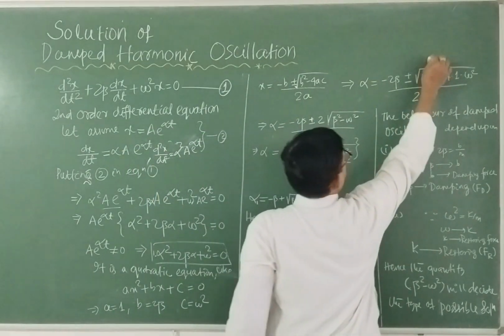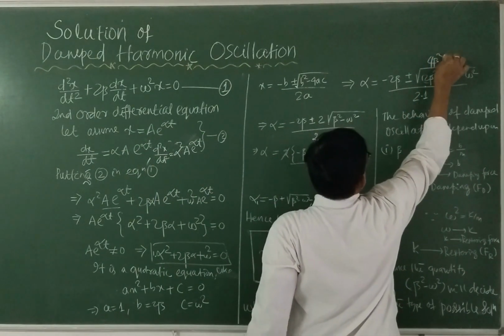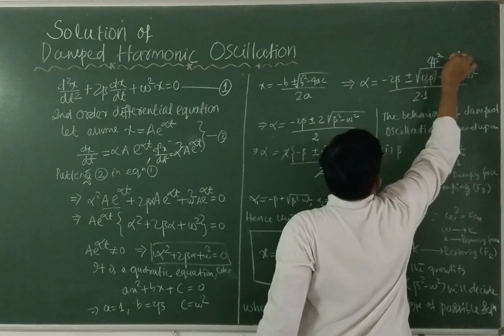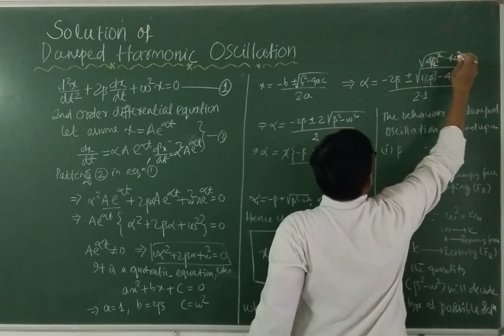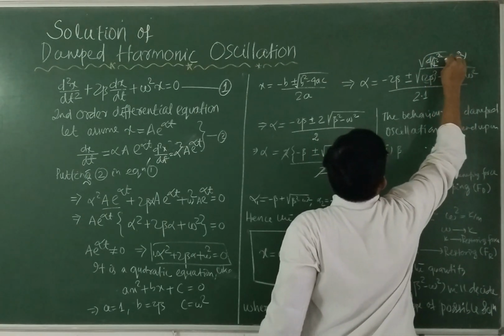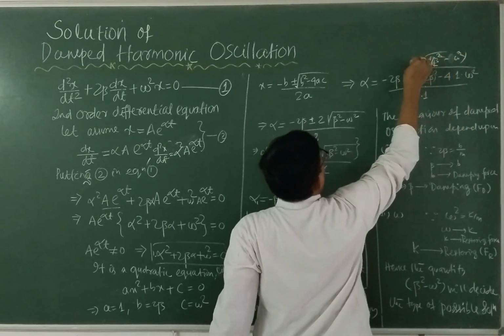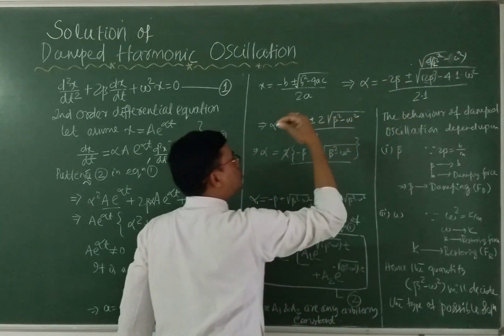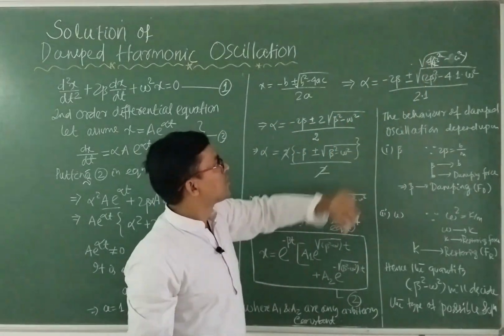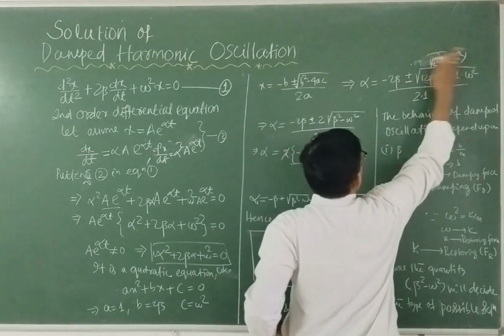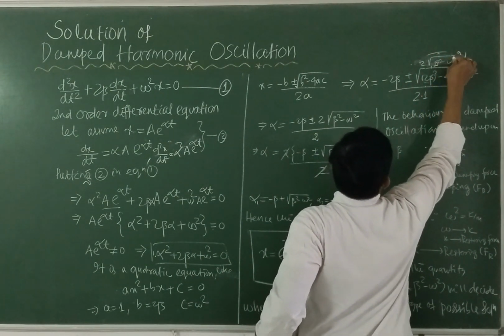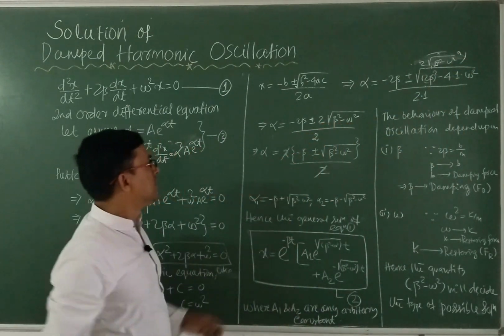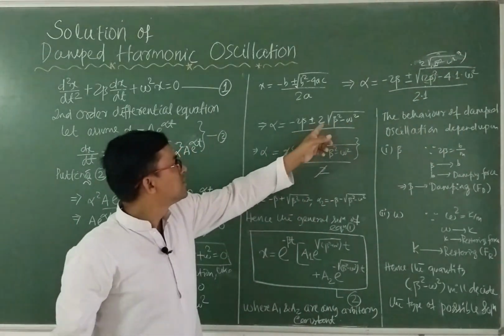In these two terms it will be 4 beta square minus 4 omega square. So this 4 we can take common, we can write beta square minus omega square. So the square root of 4 we can keep outside, it will become 2, and inside it will be beta square minus omega square. It will become 2 square root of beta square minus omega square.